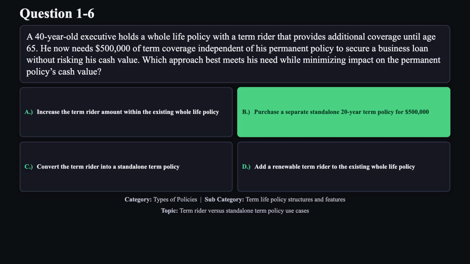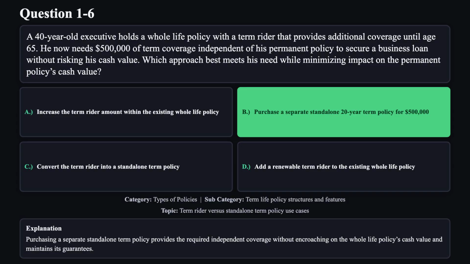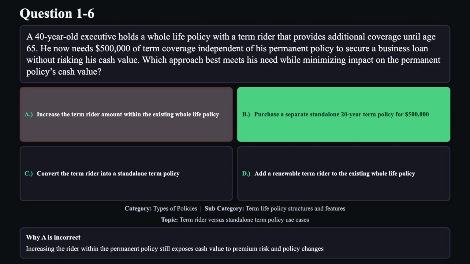The correct answer is B. Purchasing a separate standalone term policy provides the required independent coverage without encroaching on the whole life policy's cash value and maintains its guarantees. Reason A is not correct. Increasing the rider within the permanent policy still exposes cash value to premium risk and policy changes.